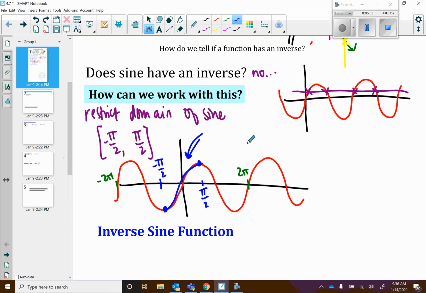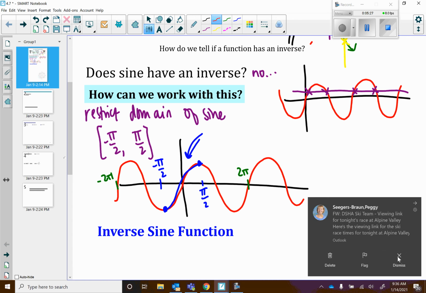This is what we do. We are going to restrict the domain of our trig functions so that they do have an inverse on a certain range. These restrictions, pi over 2 to negative pi over 2, are something that has been decided. It isn't something I just picked. It's something that the math world is in agreement on.